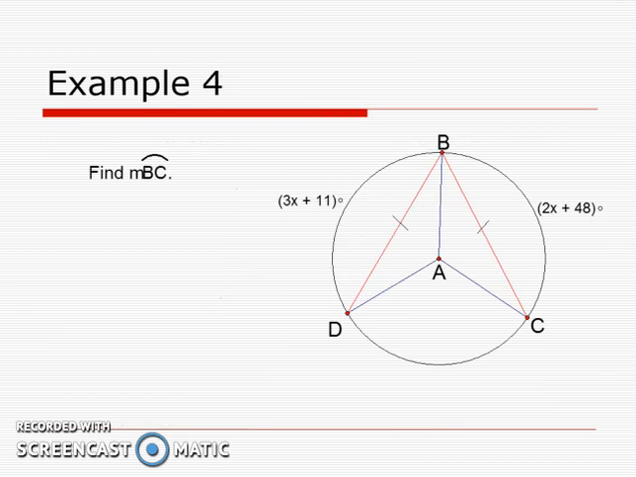Example 4 here, we have congruent chords, so we know the arcs are congruent, so we can set those equal. 3x plus 11 equals 2x plus 48. Subtract 2x, we get 1x. Subtract 11, we get 37. To find out how big the measure of arc BC is, we're going to substitute 37 into 2x plus 48, and we get 122 degrees.